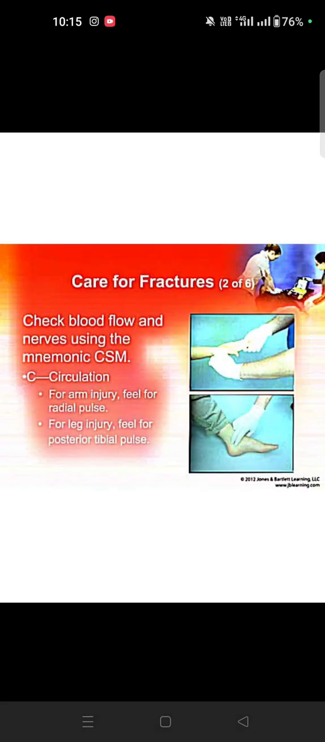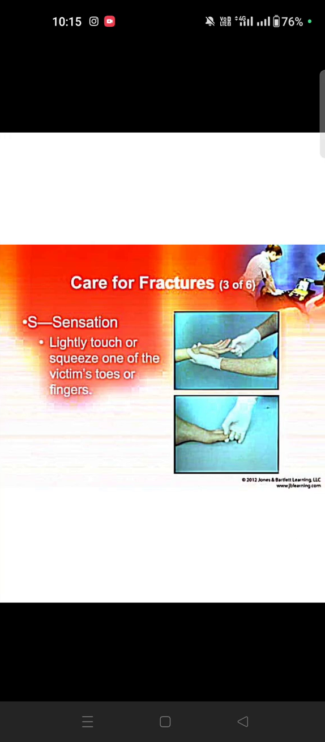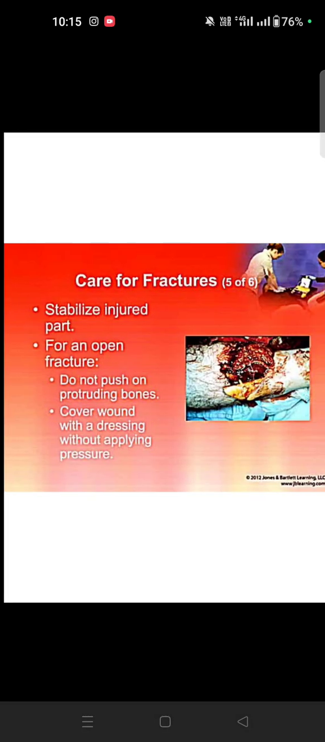Check the blood flow and nerves using the mnemonic CMS. C is circulation: for an arm injury check the radial pulse, for a leg injury check the posterior tibial pulse. S means sensation: lightly touch or squeeze one of the victim's toes or fingers. M is movement: in the image you can see the victim wiggle the toes or fingers.